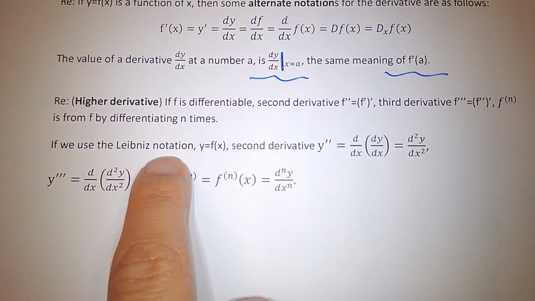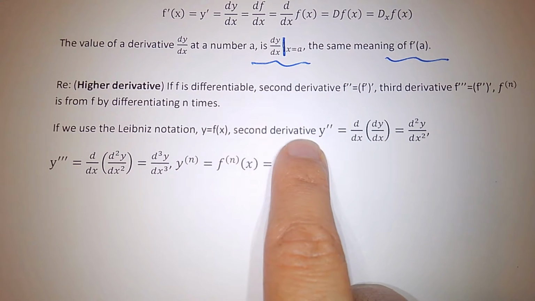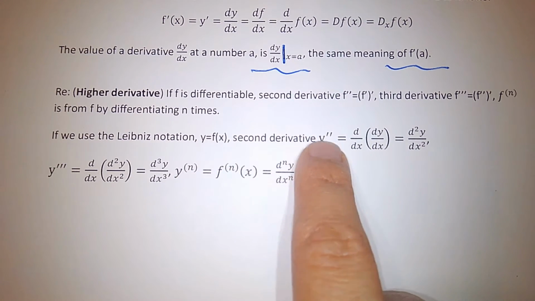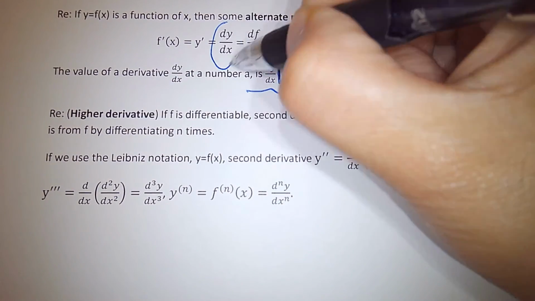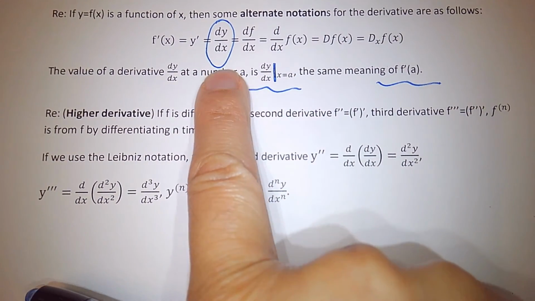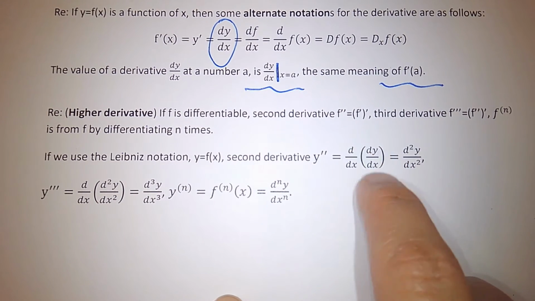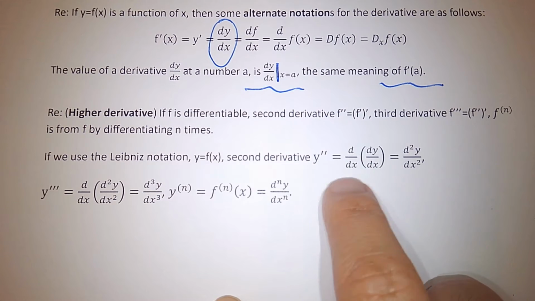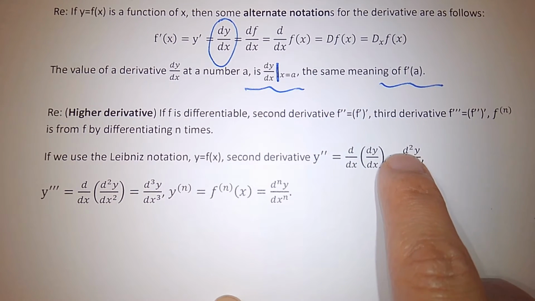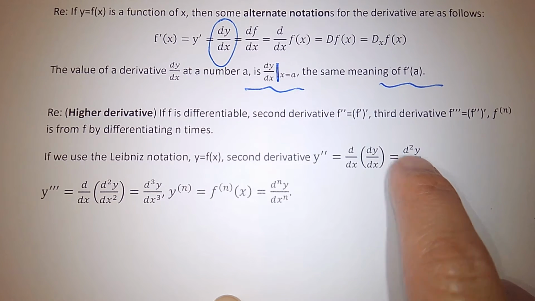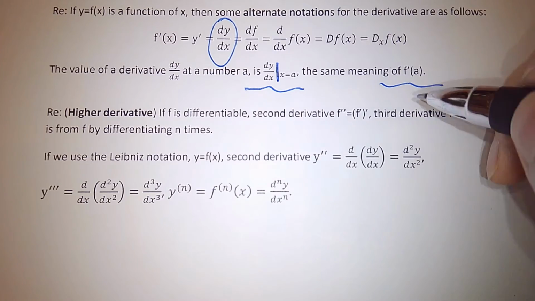And then Leibniz notation, okay? y equals f of x. Second order derivative, y prime prime, is by what? This is the Leibniz notation for first order, dy over dx. Second order derivative is what? Differentiate dy over dx with respect to x, or we can write it as d squared y over dx squared, okay? Looks like a square, but it's not a square.